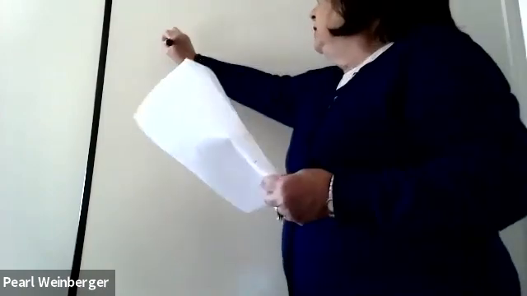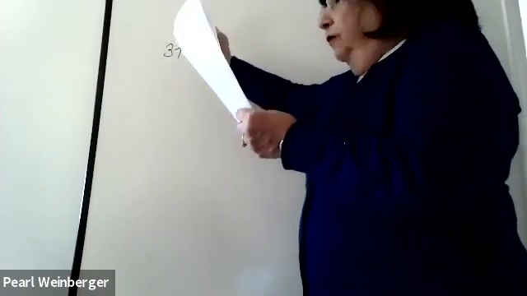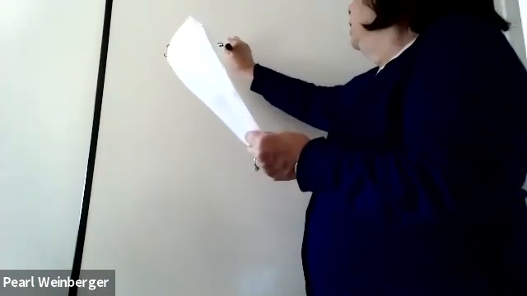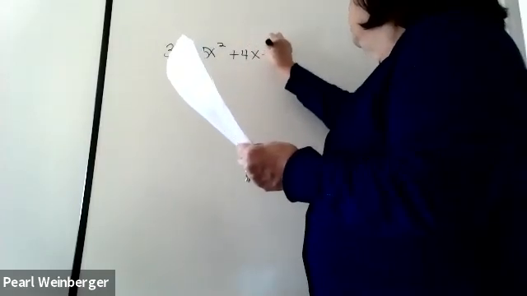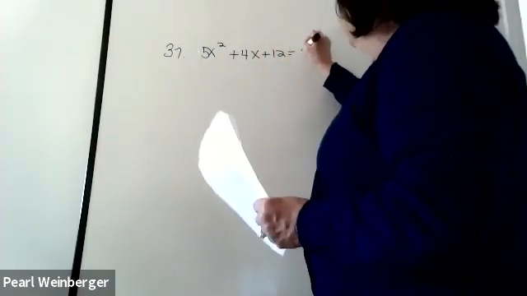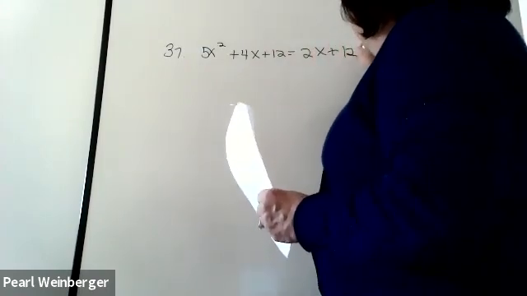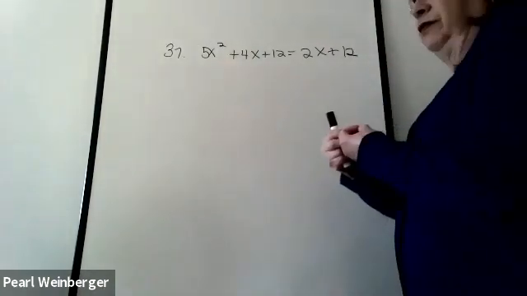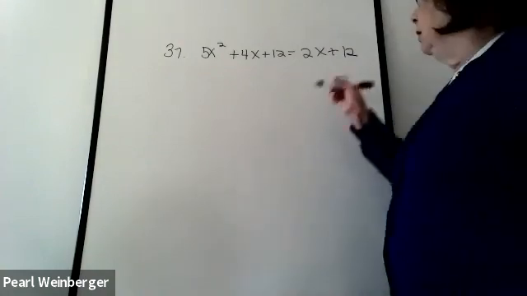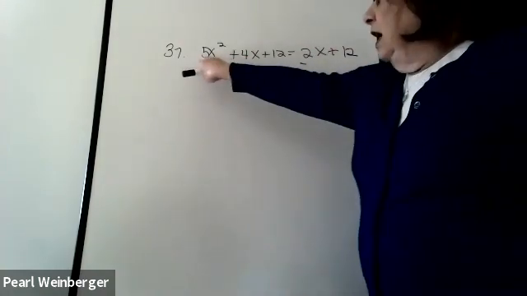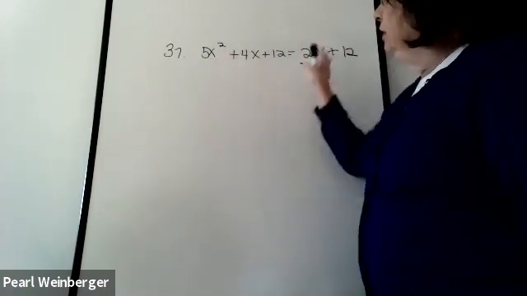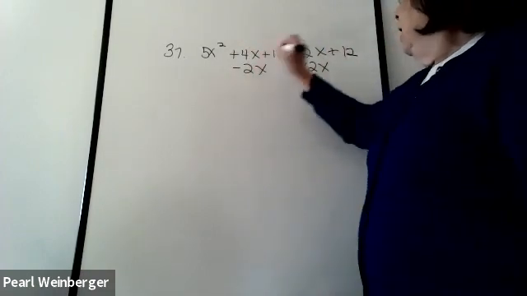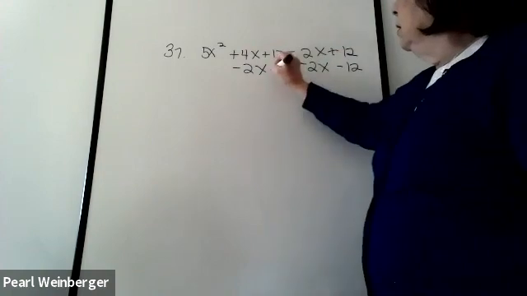Okay, now number 37 is 5x squared plus 4x plus 12 equaling 2x plus 12. And again, I notice that's a quadratic equation because it has an x squared, which means the first thing I have to do is get everything to one side equaling 0. So, since this has the x squared term being positive, I'm going to bring everything to the left side. So I'm going to subtract 2x from both sides. And I'm also going to subtract 12 from both sides.